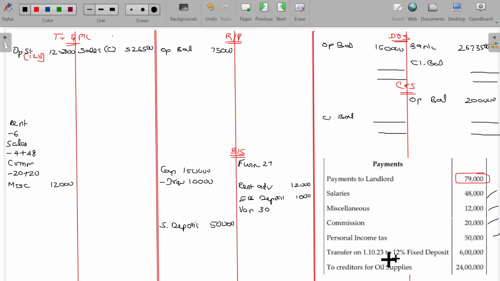Transfer on 11023 to FD. So they have purchased an FD. Applicable rate of interest for this being 12%, 6 lakhs. Investing in FD, fixed deposit, is nothing but asset creation. Post that value here, 6 lakhs. And the investment is made on 11023.